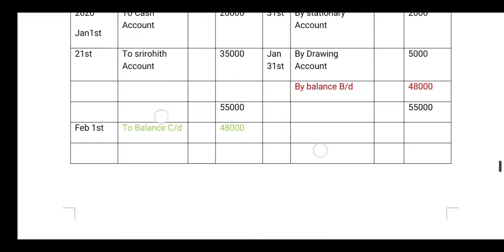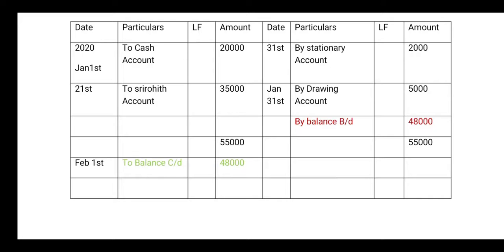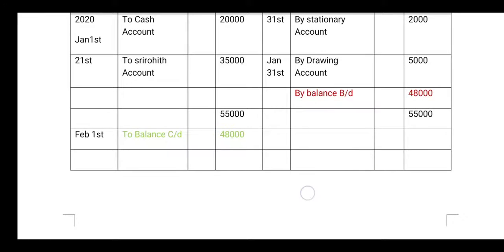Then we go to stationery purchased by cheque. Here the bank account is reduced, the bank balance is reduced. Then drawings, the amount is also reduced, that's the reason it is written on the credit side. Then we count the total balance: 20,000 plus 35,000 is 55,000, and 2,000, 5,000 makes 7,000. 55,000 less 7,000 is 48,000. Then this amount is transferred to the next month.